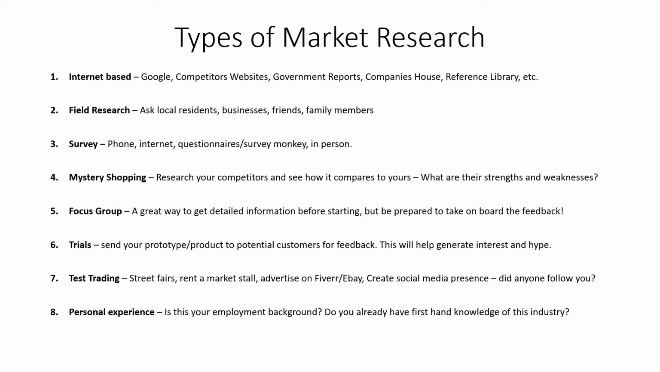Now let's take a look at the different types of market research that you could carry out. Number one, internet-based research. This is where Google can become your business partner. In order to gather facts and figures, we can look at competitors' websites, look at government reports, search earnings on Companies House, or even visit our local reference library. Number two, field research. So this is where you could ask local residents, businesses, friends and family members for advice regarding setting up your business.